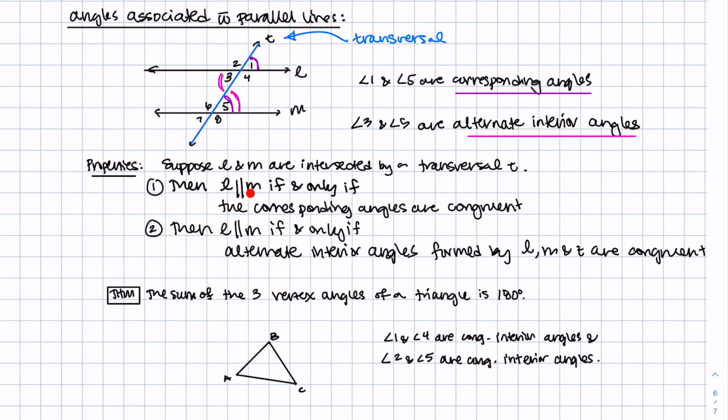So then L and M are going to be parallel. Remember what this notation means: if and only if the corresponding angles are congruent, meaning they're the same size. So for instance, up here, L and M are parallel if these two purple angles are the same measurement, or if angles 2 and 6 are the same measurement.